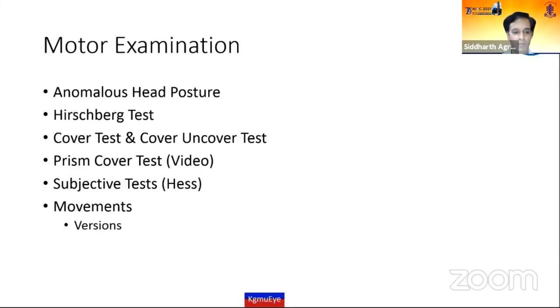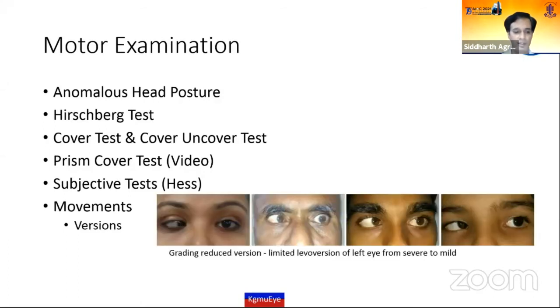A note must be made of the limitation in ocular movements. Firstly, the versions are tested, and once the motility limitation is noted on versions, it is confirmed on ductions, and finally, the vergences should be tested to complete the motor examination.